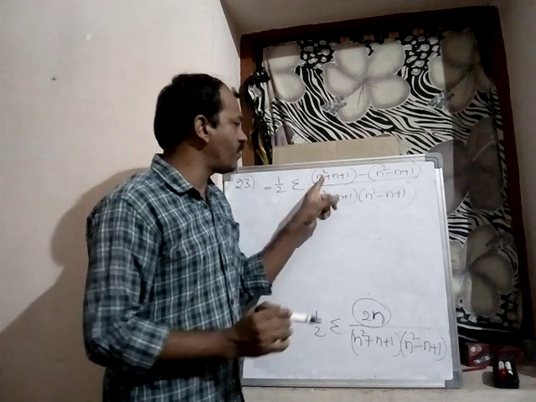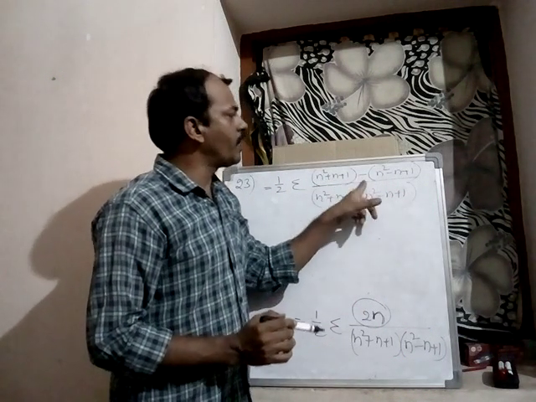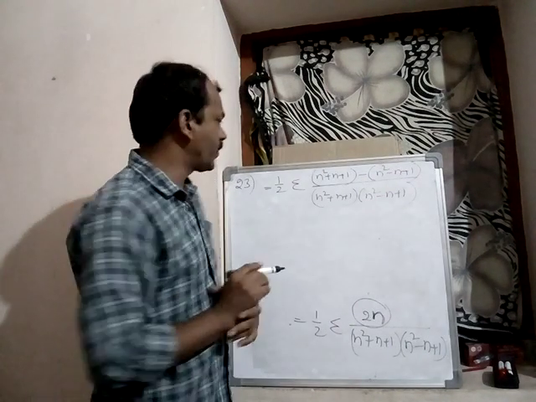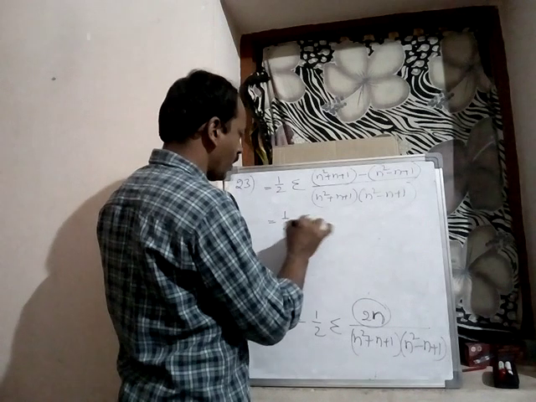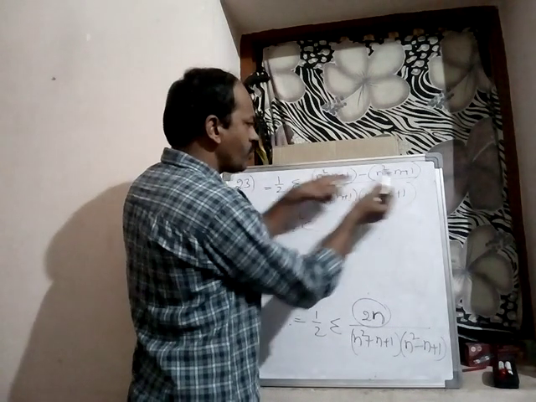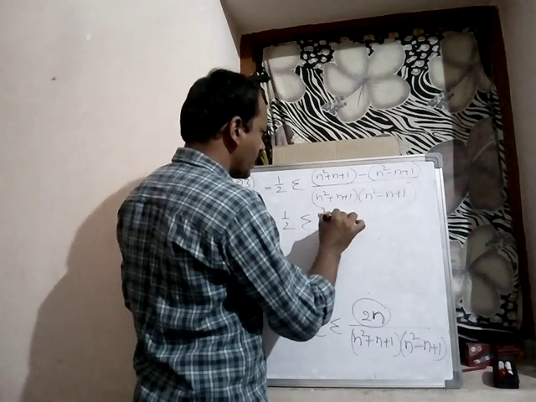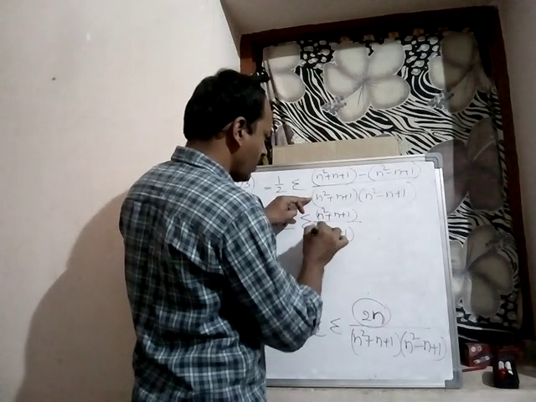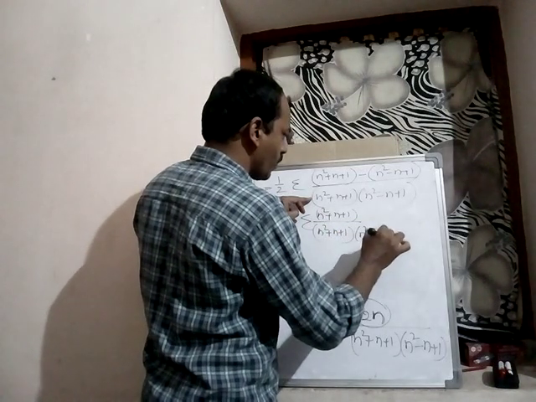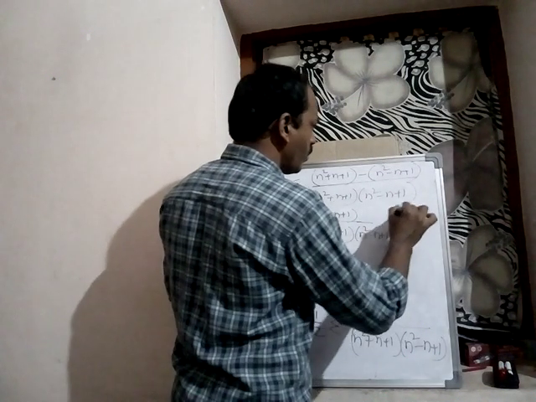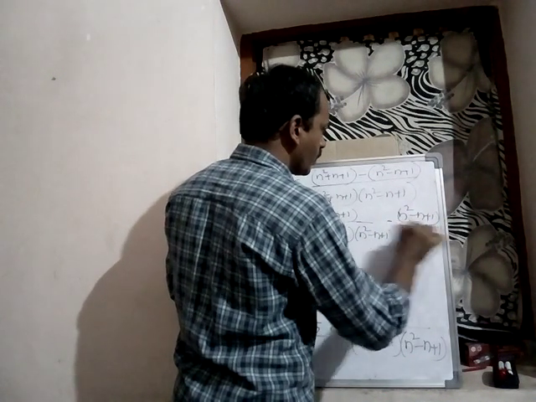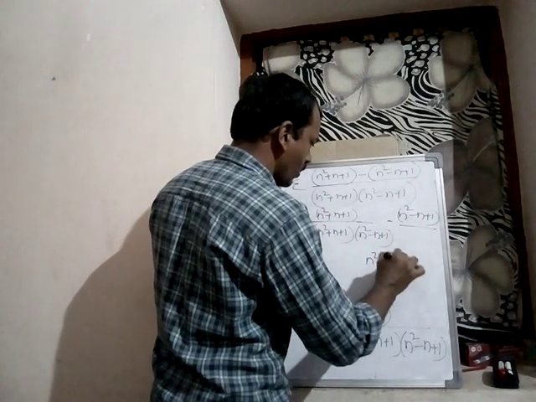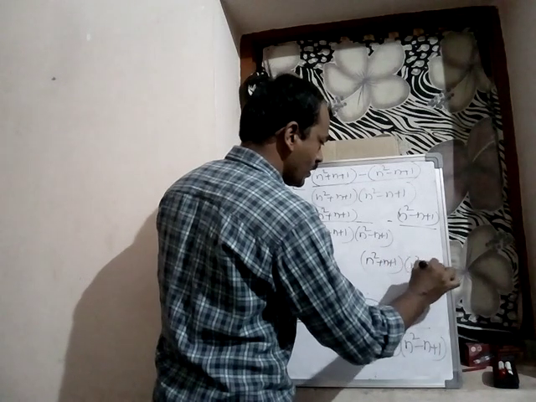2n can be expressed in the form of (n² + n + 1) minus (n² − n + 1), the difference of these two terms only. So half into sigma: the denominator applied to both numerators, (n² + n + 1) by (n² + n + 1)(n² − n + 1), minus (n² − n + 1) by the same two terms, (n² + n + 1)(n² − n + 1).